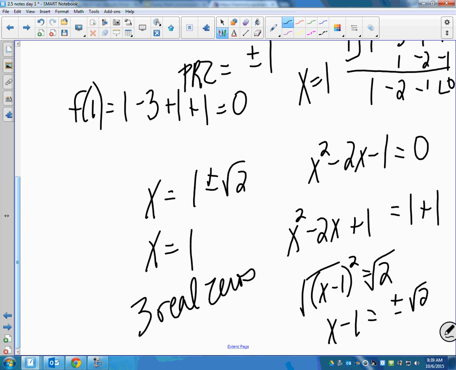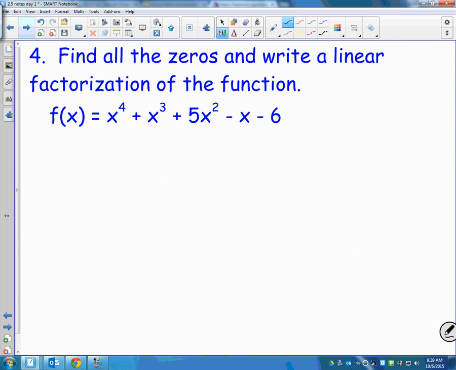Okay, let's look at this last one. Find all the zeros, right? So we're not just saying find all the real zeros now. We're saying even if it's imaginary, I want you to find it. And write a linear factorization, which means when you're done, you're not just going to say x equals 2, x equals 3. You're going to write them out as x minus 2, x minus 3. That's what linear factorization means.